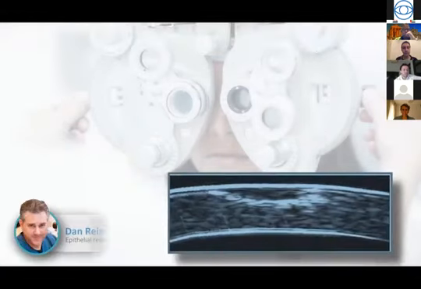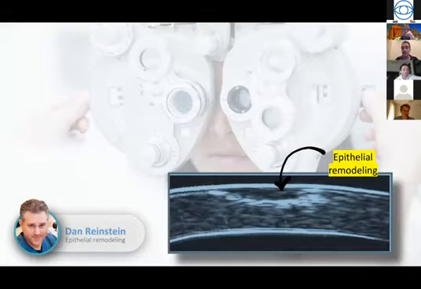Now, very interestingly, we know from Dan Reinstein that epithelial remodeling is really not affected by just depth, but it's more affected by curvature. The more sudden the curvature, the faster and more dynamic the epithelium will try to heal to camouflage whatever you have. So in here, we have a dent from a previous melt, and as you see, the epithelium will almost remodel to completely seal off any refractive effect coming out from that melt.